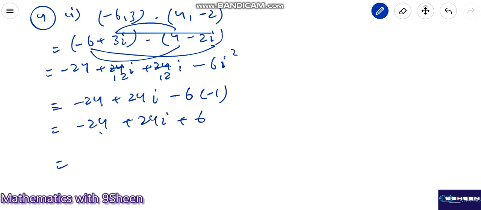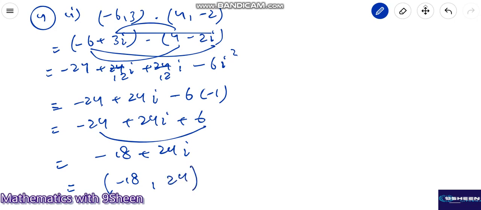Now we can operate these two. Minus 24 plus 6 is equal to minus 18 and plus 24 iota as it is. जिस सिचुएशन में, जिस स्टेट में आपके पास क्वेश्चन हो, उसी में आपको आंसर लिखना है. रियल नंबर इज minus 18 है आपका एंड इमेजिनरी इज 24. इट्स योर आंसर.